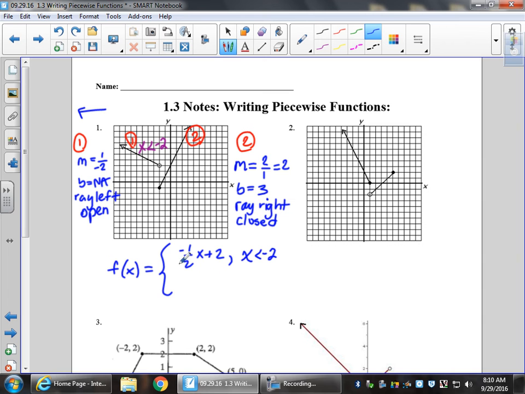Okay, so how do I write my equation? 2x plus 3. And my restriction? X, good job, greater than or equal to. Ray right means greater than or equal to forever and ever. What value? Negative 2. We see that from the graph. When I check, I'm at negative 2 and then to the right forever. X greater than or equal to negative 2 forever and ever and ever. And this is done.